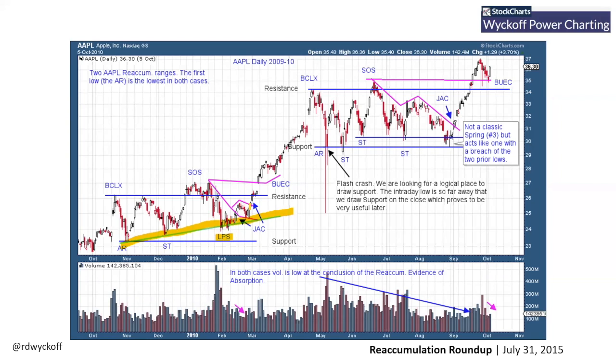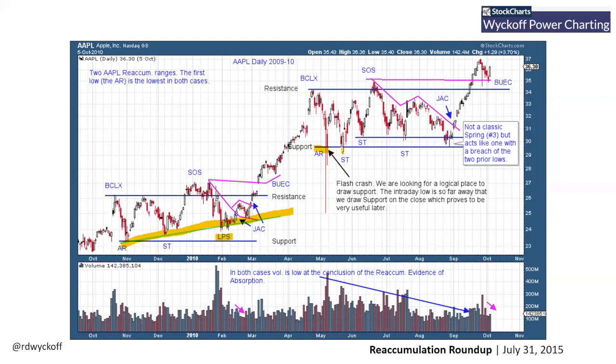We'll look at the change of character as Apple just jumps right out of this area and goes into a robust new uptrend, producing a buying climax and then an automatic reaction. This was the flash crash. And you can see here that it came back down to this area. We drew the support line on the closing low because the low of the flash crash was so much lower.